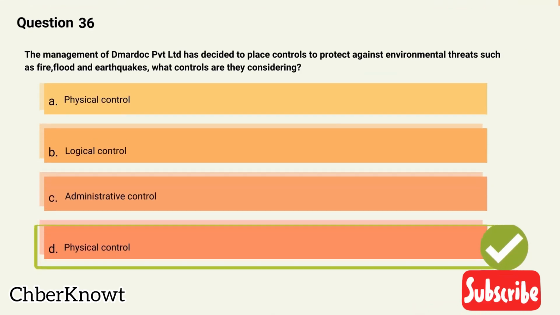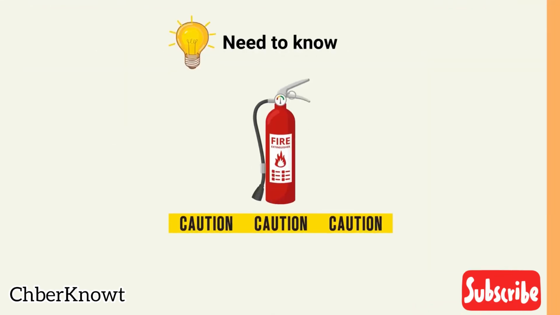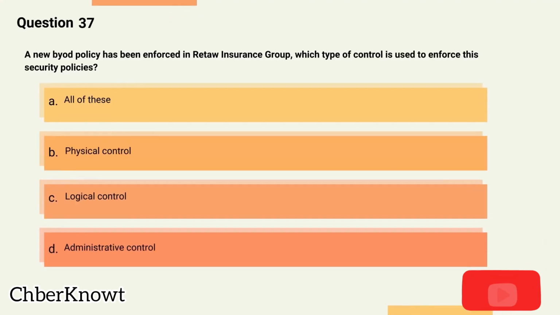Physical control. Explanation. Physical controls are used to protect against environmental threats such as fire, flood, and earthquakes. Examples of physical controls include fire suppression systems, flood barriers, and seismic detectors. Question 37. A new BIOD policy has been enforced in Retail Insurance Group. Which type of control is used to enforce the security policies?